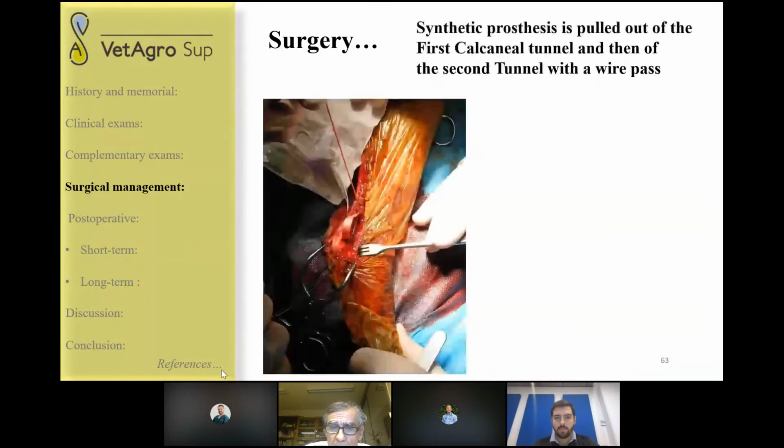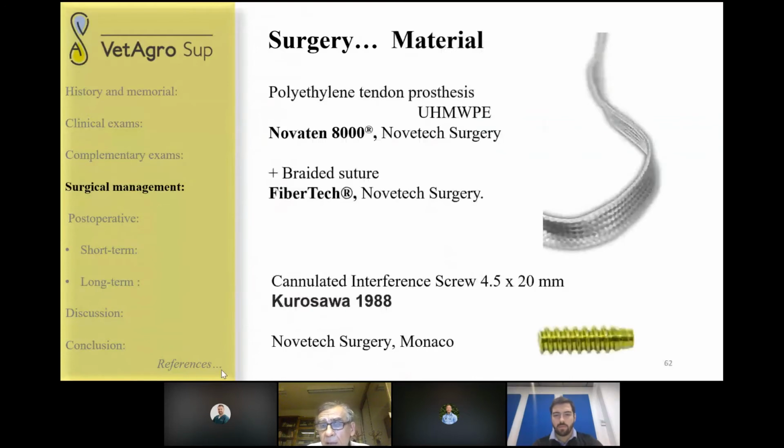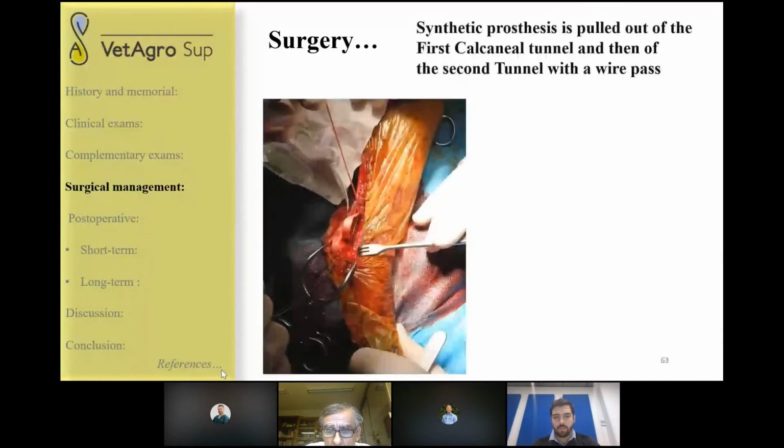We did many studies with this interference screw, and we have shown that we can have a very good fixation with this technique. So we decided to do this goat with this technique. So next slide, please. We put the synthetic prosthesis in the tunnel and pull. So the synthetic prosthesis was pulled out of the first calcaneal tunnel and then pulled in the second tunnel with a wire pass. Next slide, please.